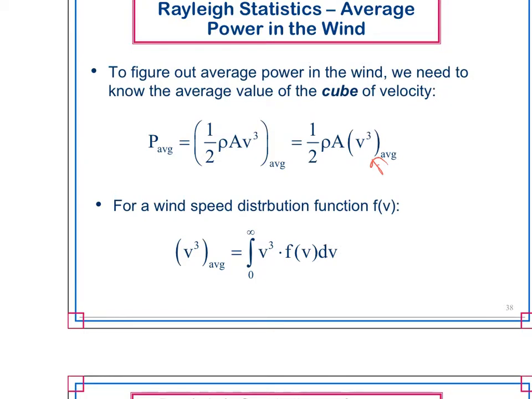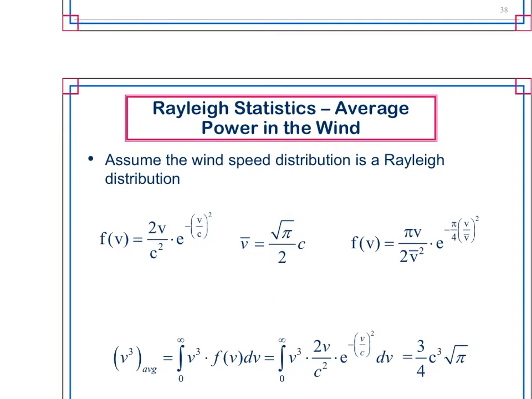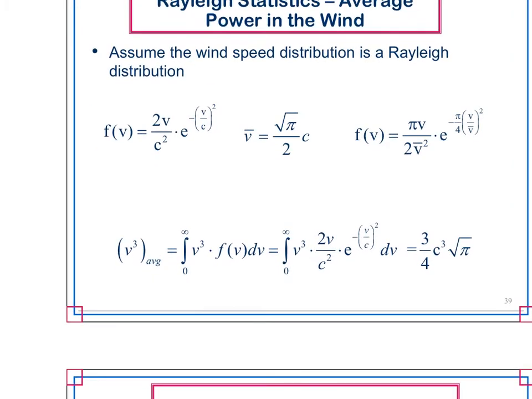So now I'm going to take the cube of V, stuff that into my probability density function and integrate it. Now I'm going to use my Rayleigh distribution with my average speed approximated by square root of pi over 2 times c. This is my original function that I had. And then I'm going to substitute that into here. And what I end up with is 3/4 c cubed times the square root of pi.